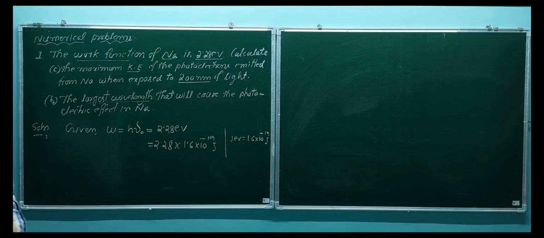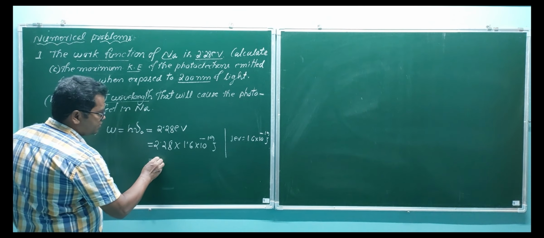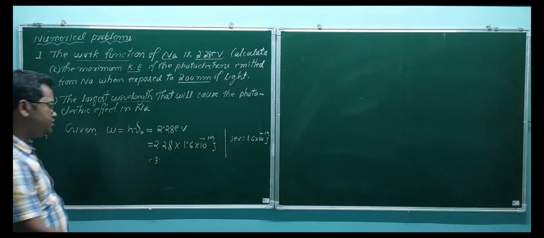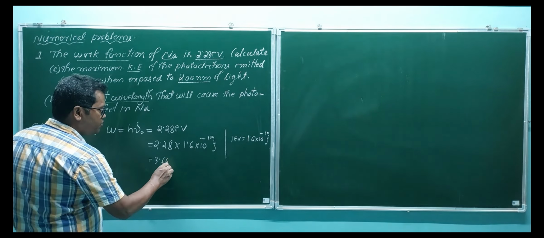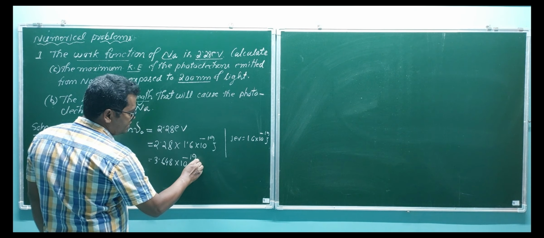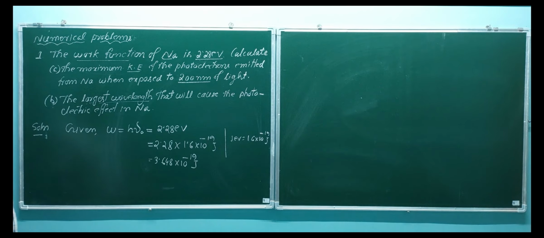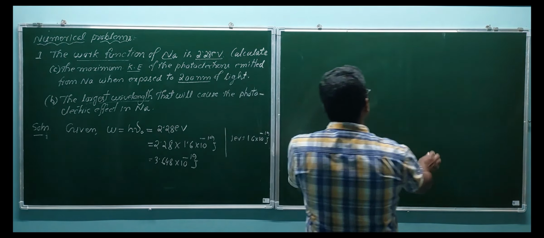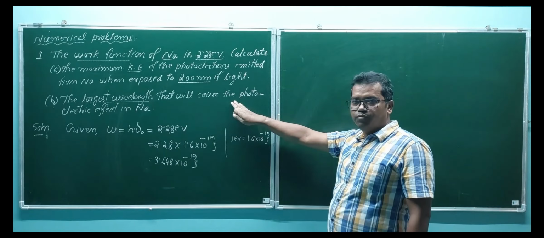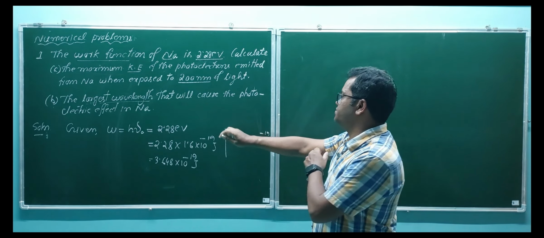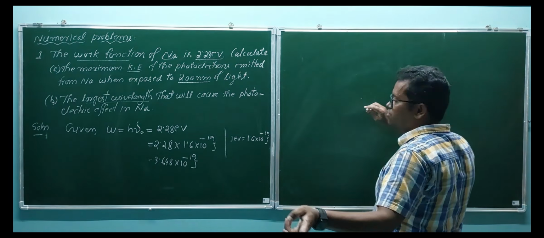So it is almost equal to 3. You multiply it, you will get 3.648 into 10 to the power minus 19 joule. So we can solve this problem by using Einstein photoelectric equation. So what is Einstein photoelectric equation?